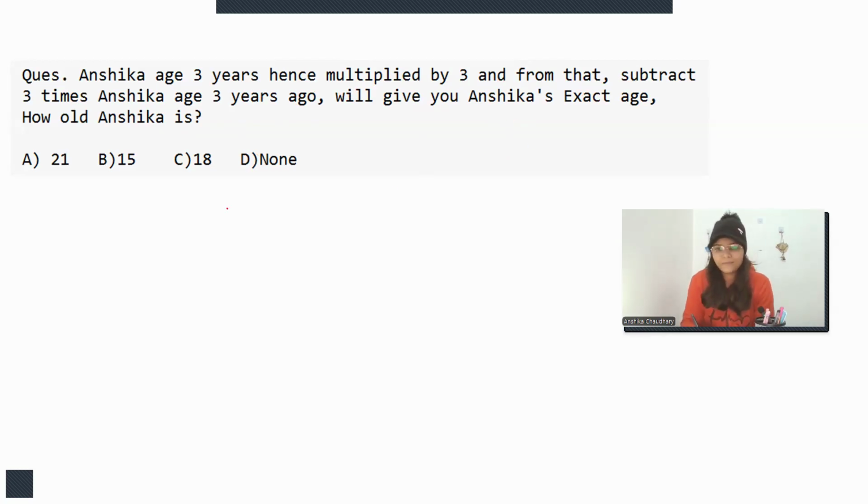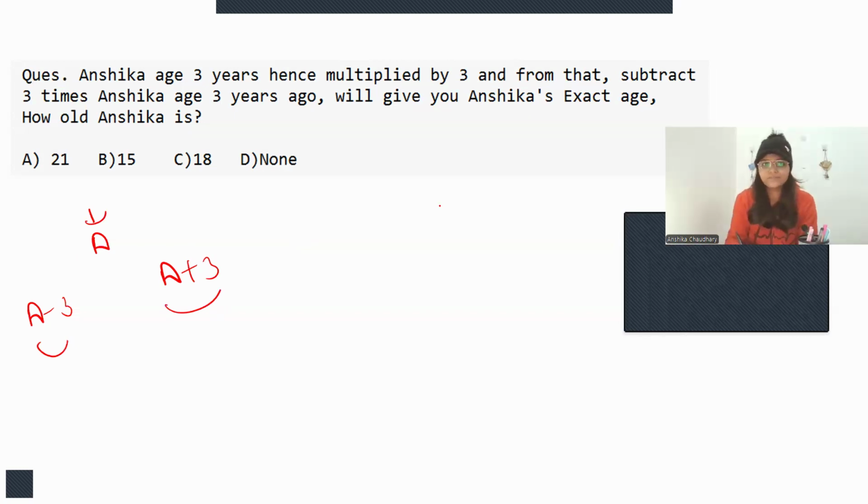Okay. See, the age question is pretty easy. Just consider that suppose A is my present age. So 3 years before, what will be my age? A minus 3, and 3 years hence means after, so A plus 3, right? Present age is this, 3 years ago will be this, hence will be this only. Simple formula we will use here.